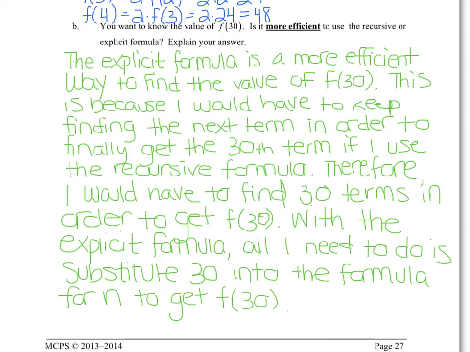So, the explicit formula is a more efficient way to find the value of f of 30. This is because I would have to keep finding the next term in order to finally get the 30th term if I use the recursive formula. Therefore, I would have to find 30 terms in order to get f of 30. With the explicit formula, all I need to do is substitute 30 into the formula for n to get f of 30.